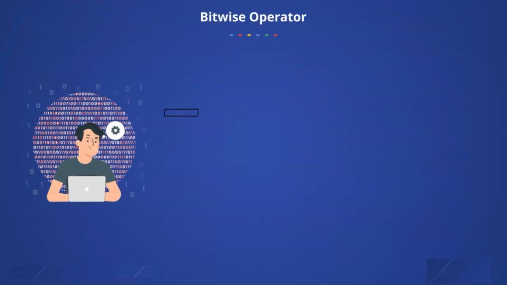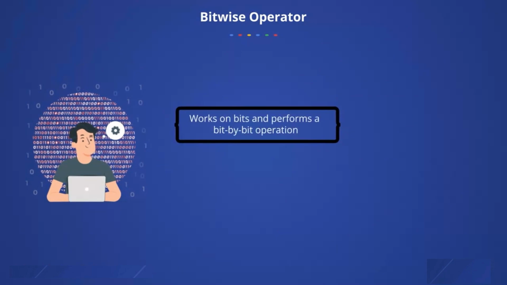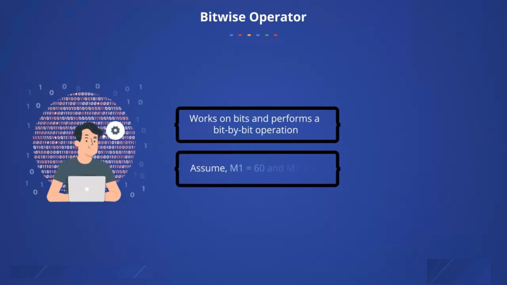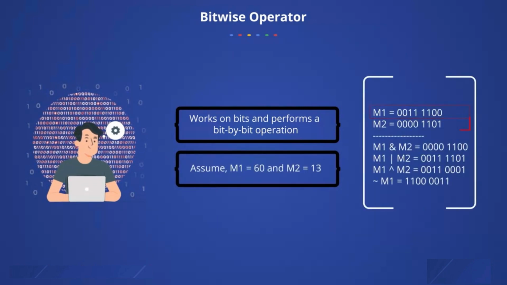Now coming to bitwise operators, like the name says, bitwise, that means these operators work at the bit level. So let's take an example. If you take m1 equal to 60 and m2 equal to 13, the binary value of m1 equal to 60 is this, the binary value of m2 equal to 13 is this. Now when you do ampersand, pipe, caret or tilde, these are all the bitwise operators.